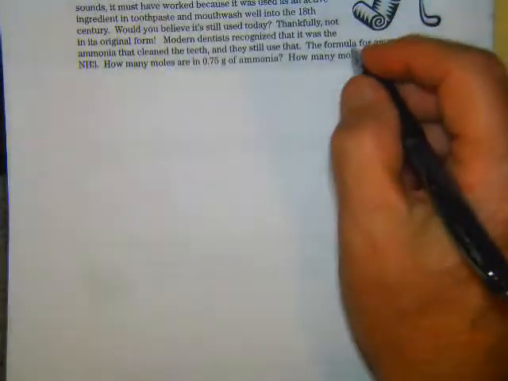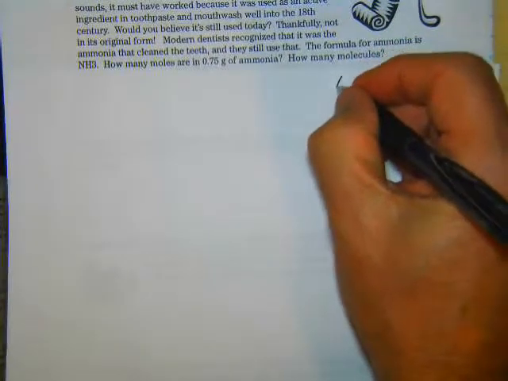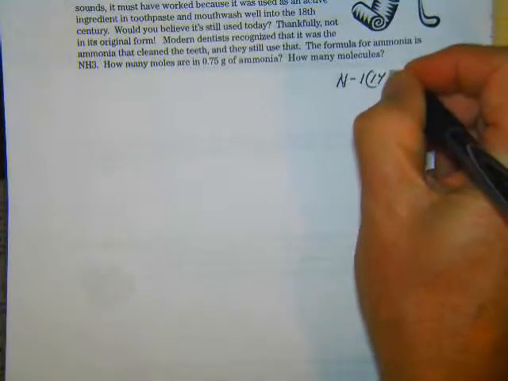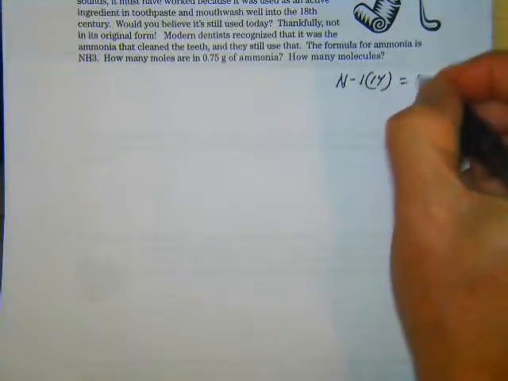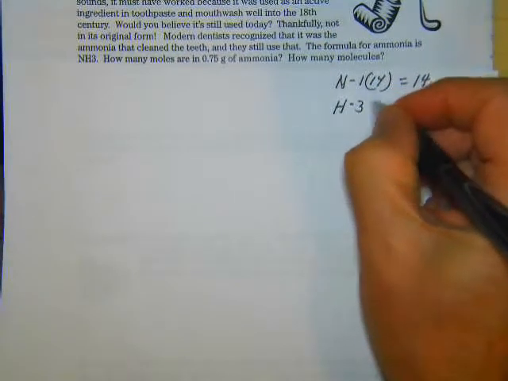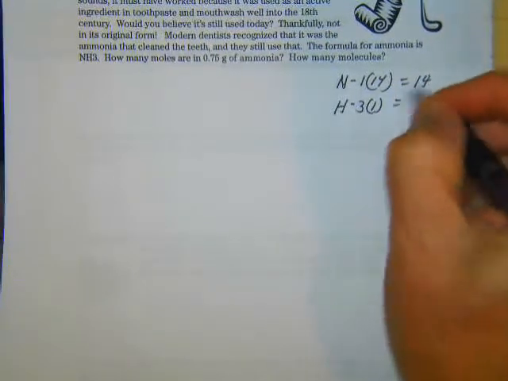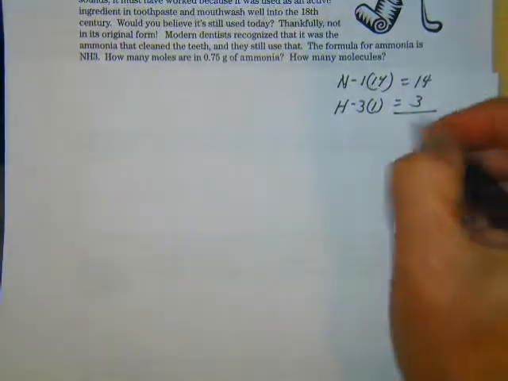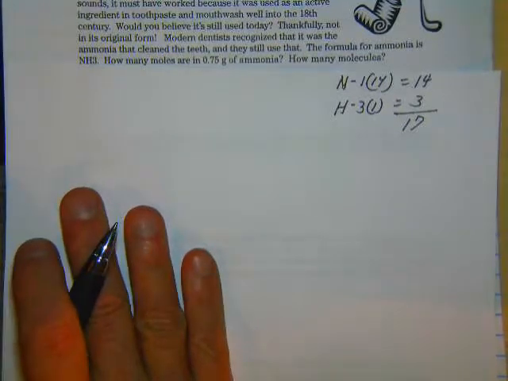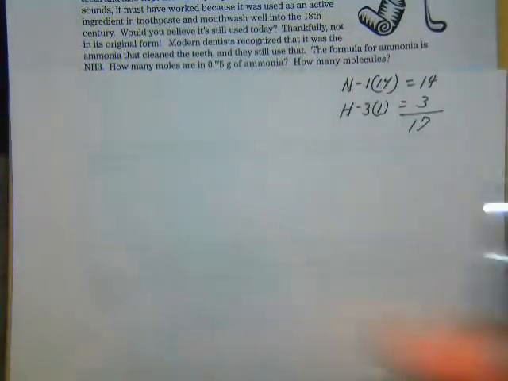Again, we take ammonia, NH3, so there's 1 nitrogen. The atomic mass is 14, so that's 14. Hydrogen, we have 3 times 1, so that equals 3. So ammonia has a mass of 17. Well, we're given 75 grams, and we want to know how many moles?